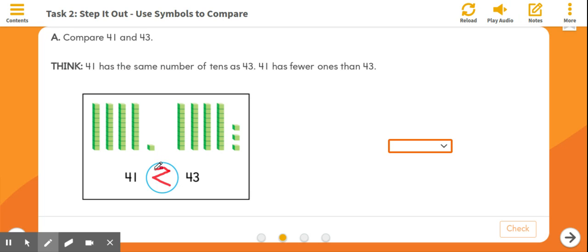Can you picture the alligator's body? I can't draw very well with this pen, but here's his head. And he wants to eat, I'm not going to try to draw his teeth in there, but he wants to eat that 43 because that is a bigger number.